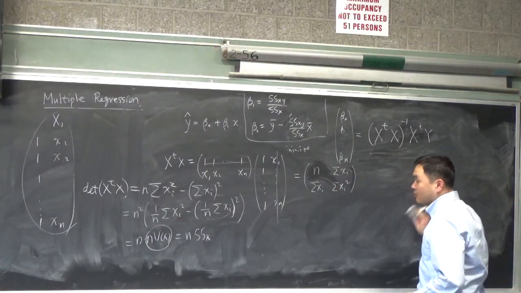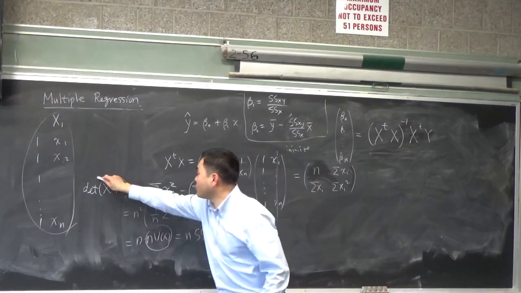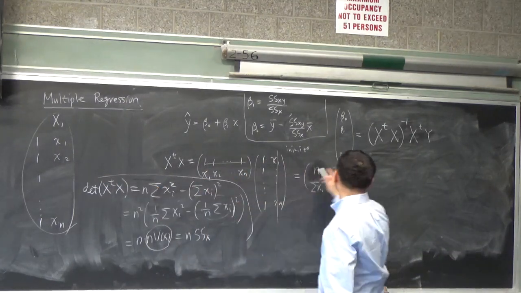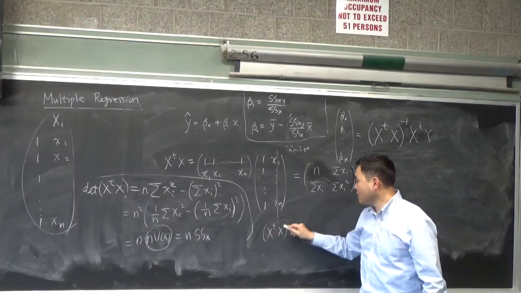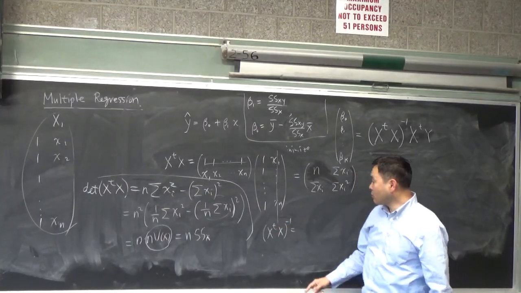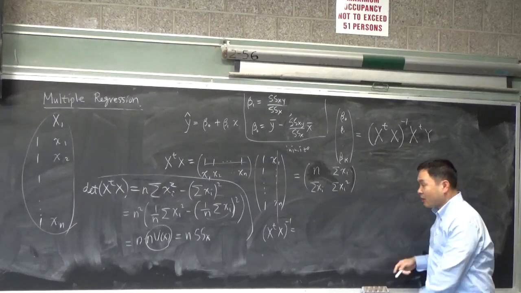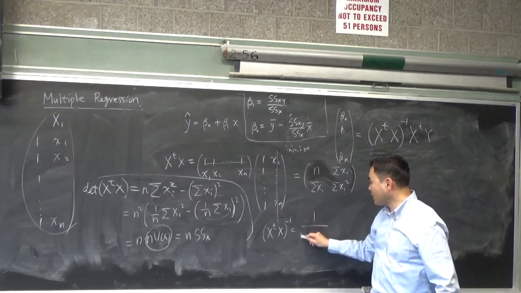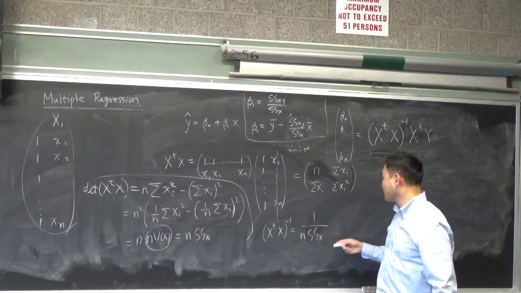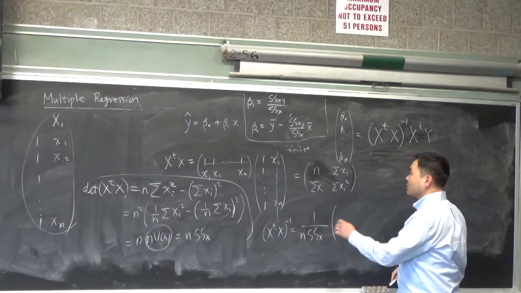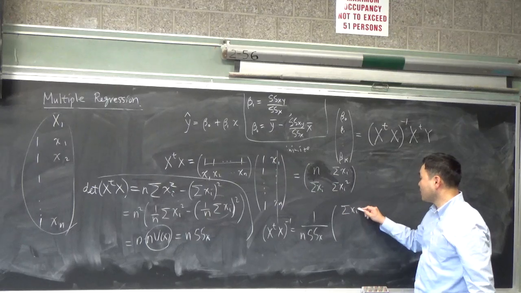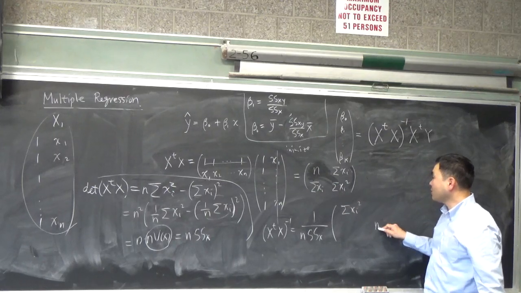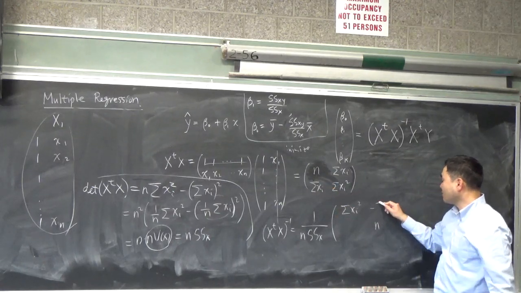And therefore, since we now have the determinant, I can now calculate this. So what is x transpose x inverse? According to the formula I raised, it's 1 over the determinant, which is n times the sum of squares of x. And then you have to switch these around. So sum of x squared, and then you have n. And these have to be negated.